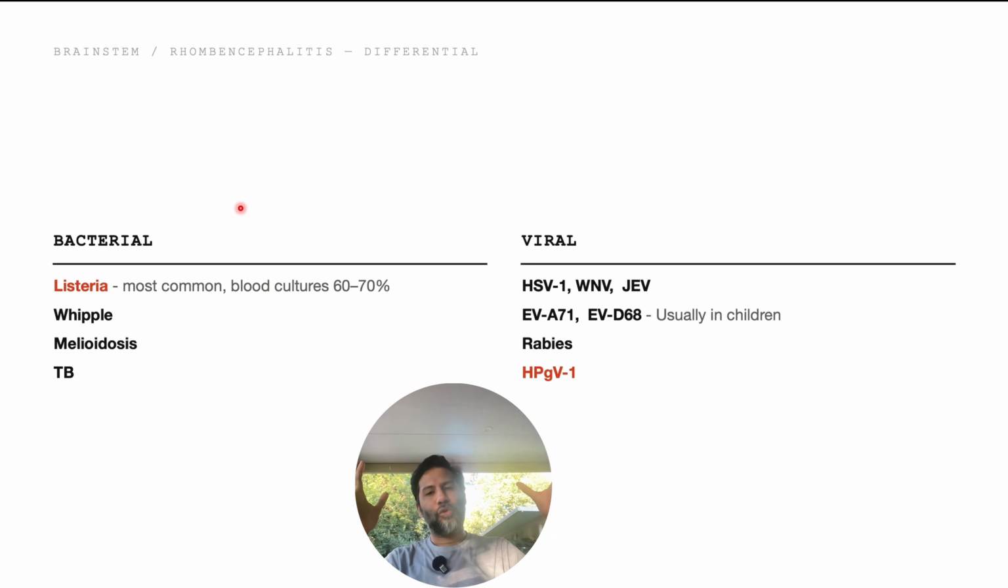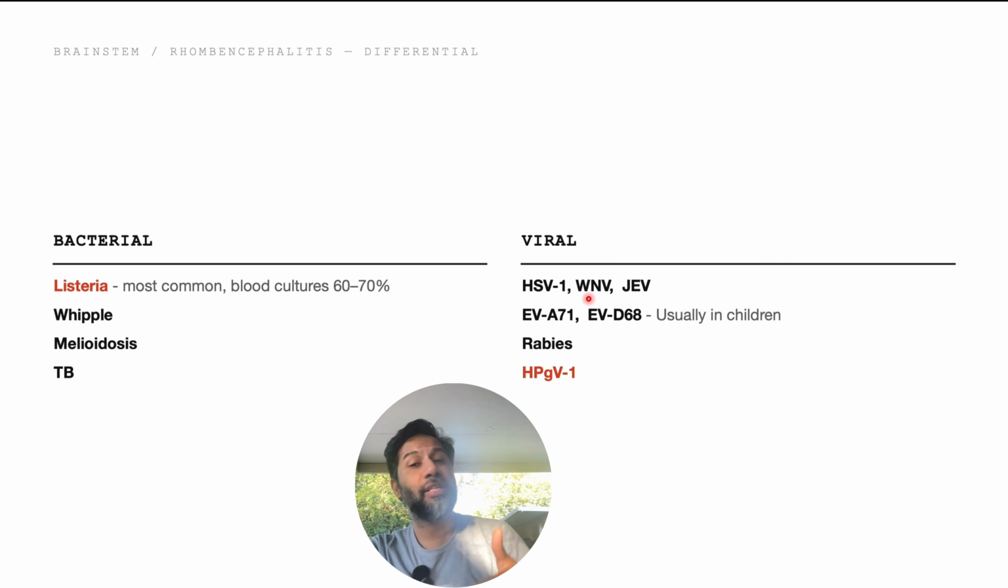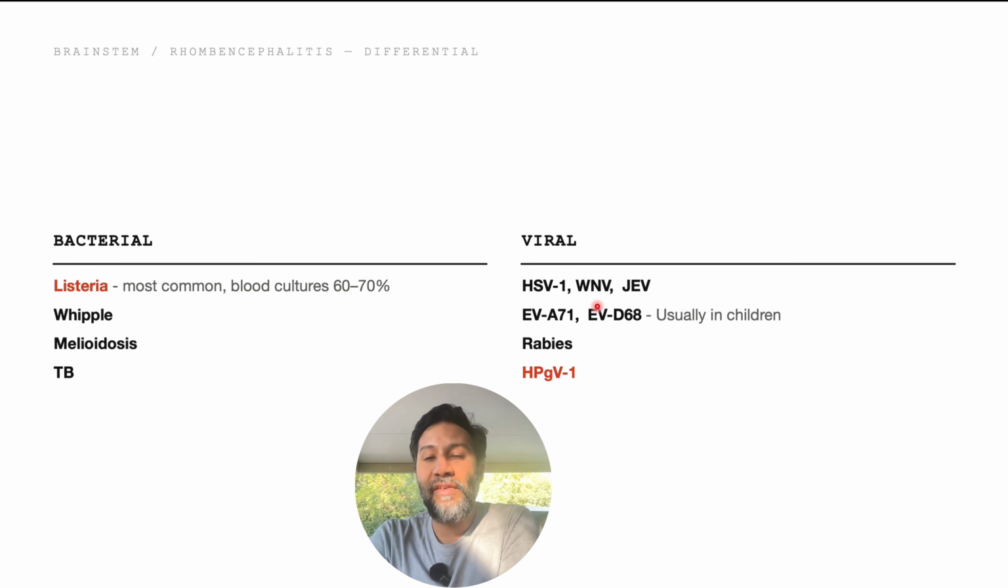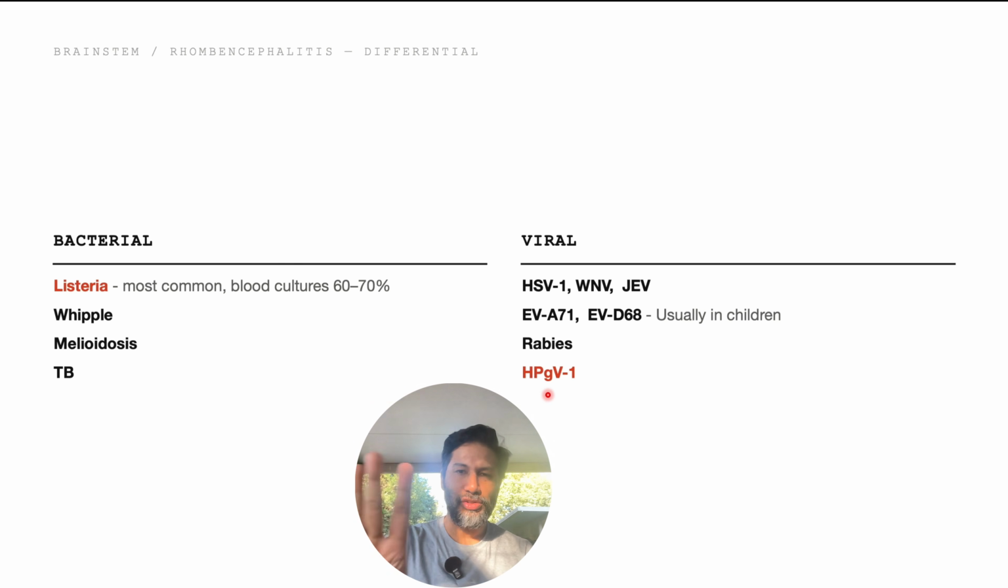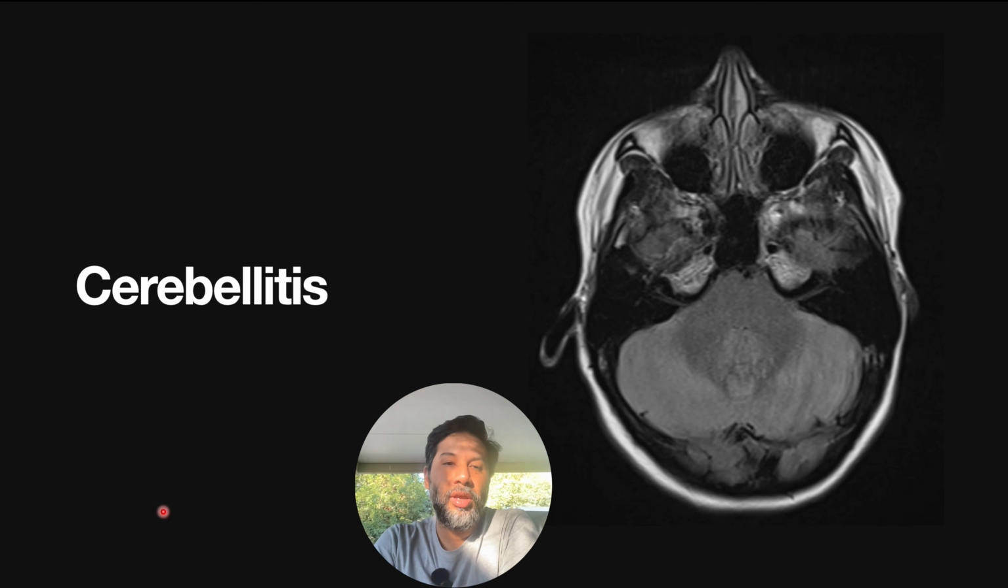So, long story short, Rhombencephalitis, we think Listeria, Listeria, Listeria. We can see Whipple's, Melioidosis, and TB doing this. And with viral causes, HSV1 is still very common, and we can see it with our Flavivirus, enteroviruses, rabies, and Pegivirus. So if you've learned anything from this lecture, always think HSV, always think herpes, enterovirus, Flavi, rabies. Those are always your viruses that you think about. So always think about Listeria, send off your blood cultures. Viruses, we're always thinking of those three. And with immunocompromised patients, when we see this new syndrome, I want you to think about Pegivirus.